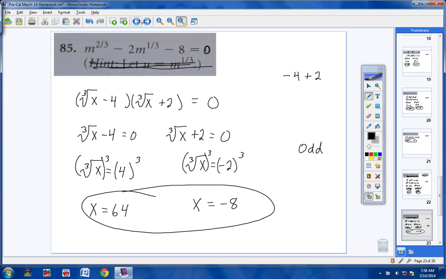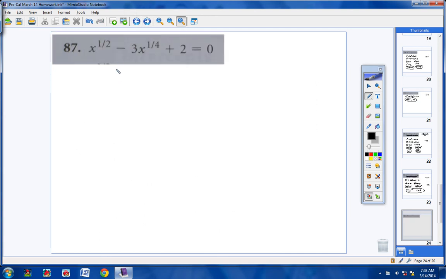All right, number 87. Well, the same thing. Do we have a trinomial? Yes. Do we have one side equal to 0? Yes. Is 1/2 twice as big as 1/4? Well, of course it is. If you take 1/4 times 2, you'll get 1/2. So we're all set. We have a +2 here and a -3. I'm thinking of these two numbers. If I take a -2 and a -1 and multiply them together, I get a +2. If I combine them, I get a -3.